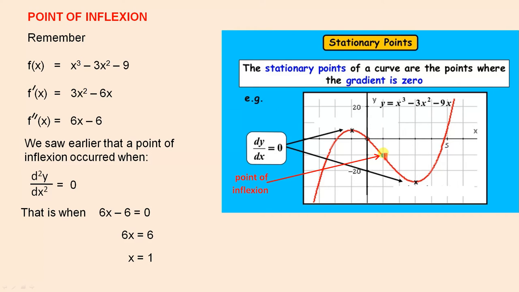Now you can see what's happening. We have the curve here which is concave down. At the point of inflection, the curve changes and it becomes concave up. And that's why that's called a point of inflection, and it's at the point x equals 1.